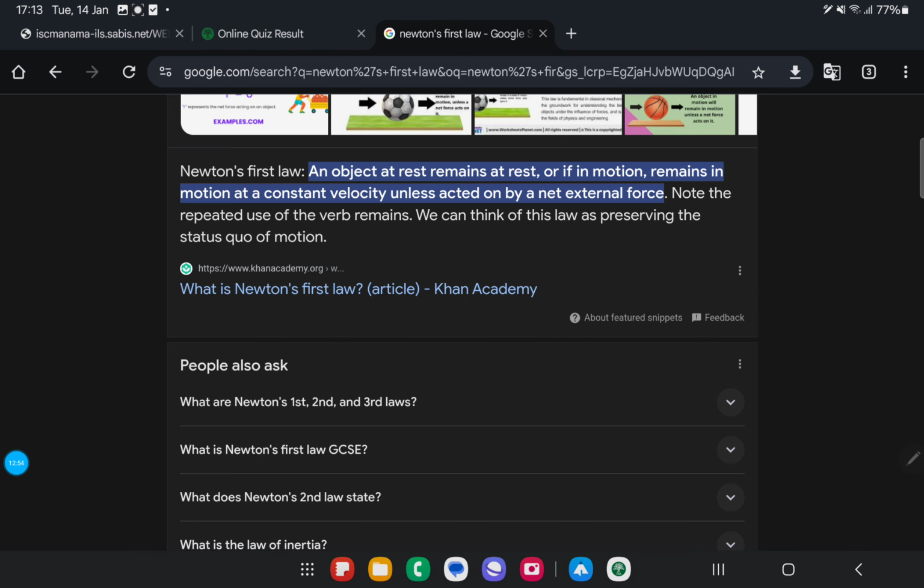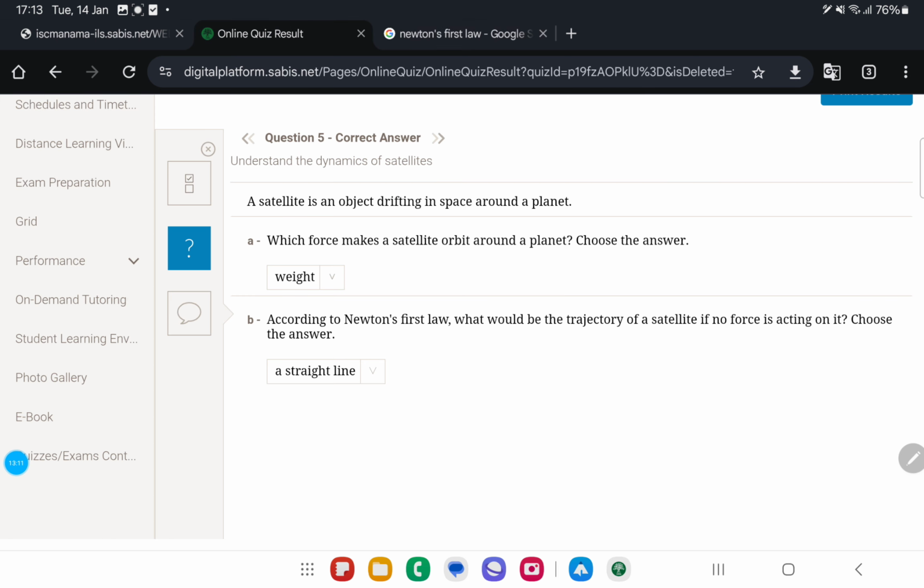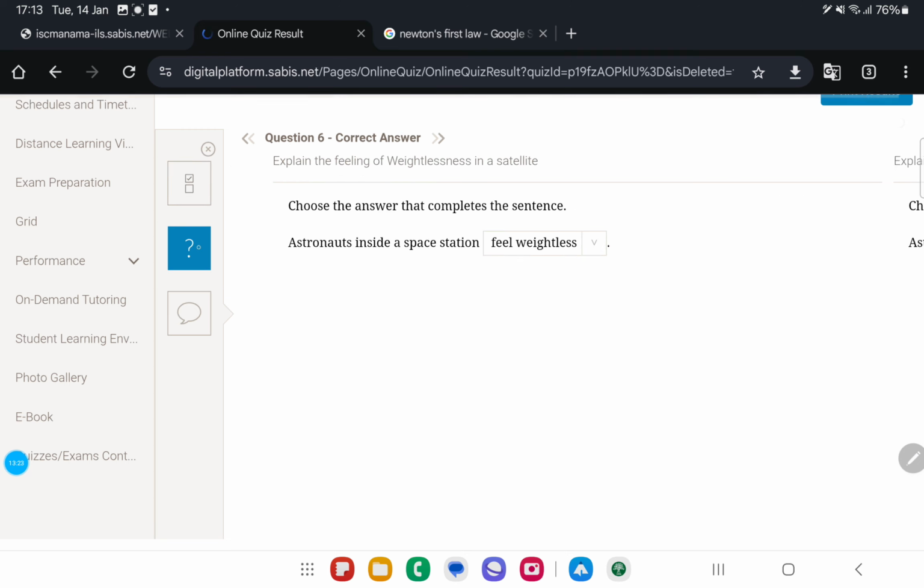Why? Because it doesn't only affect if it's at rest. If it's in motion, it will stay in uniform rectilinear motion if no force acts on it. So it will stay constant and in a straight line. Straight line, same direction, same speed. That's it. If no force acts on it. Alright, that's it.